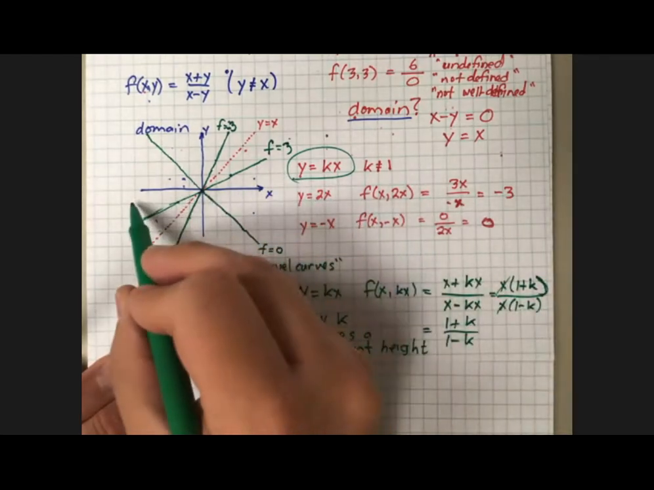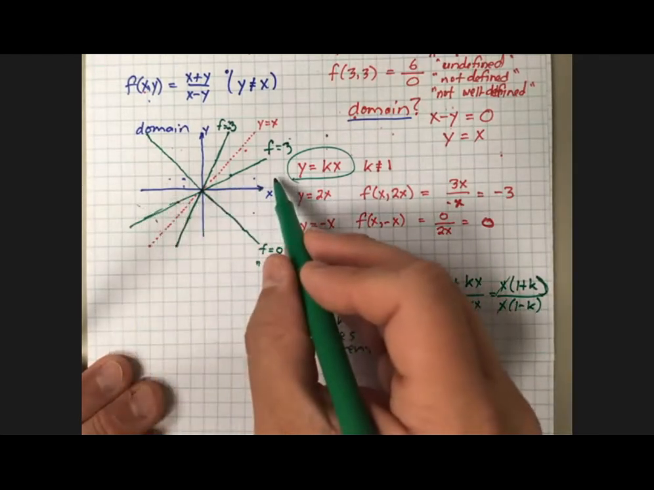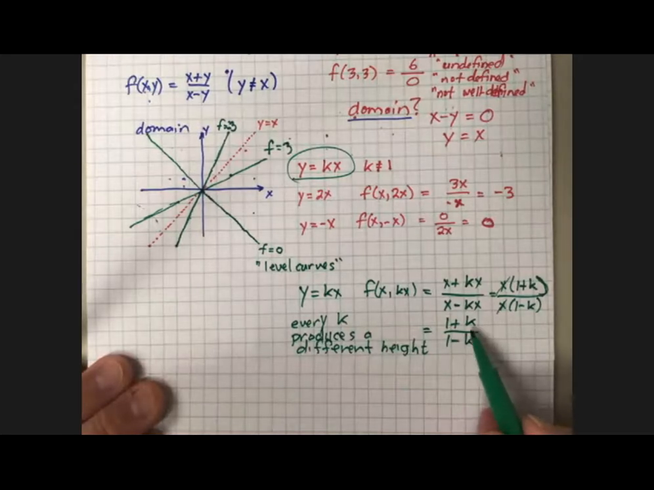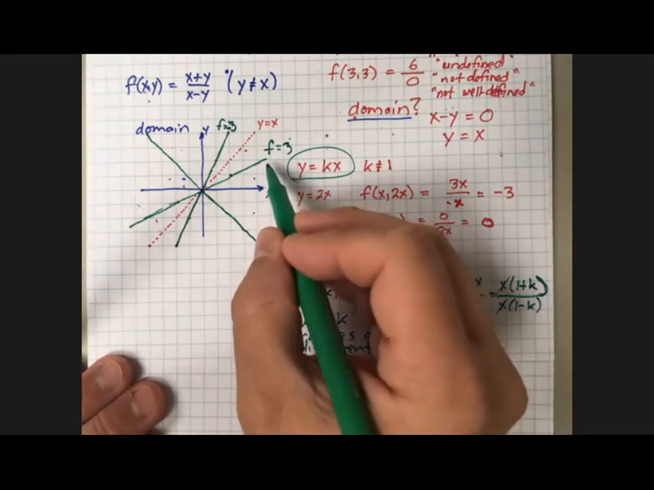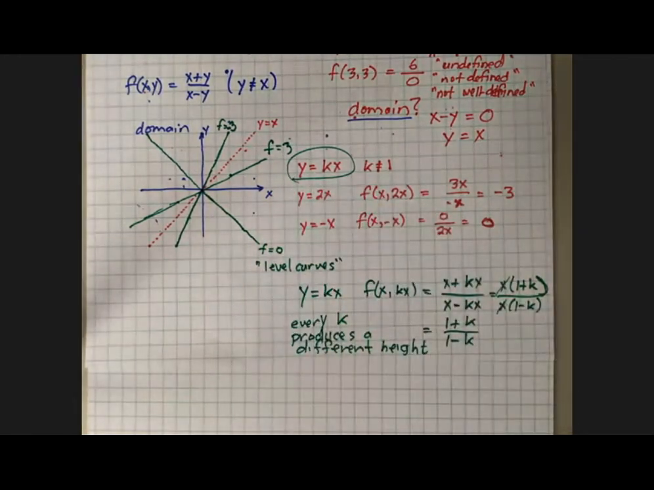If I picked 1/10 for the slope, I would get 1 plus 1/10, that's 11/10, over 1 minus 1/10, that's 9/10. I get 11 over 9. I mean, every time I pick a different k, I'll get a different function value. Let's see if we can represent that in Mathematica, and then we're going to have to take a break before we go for the ultimate picture.